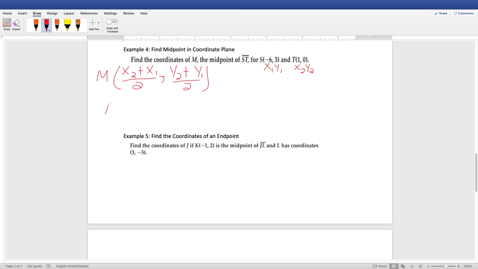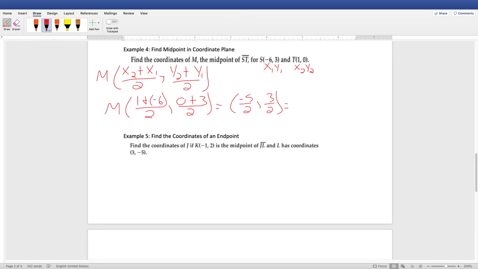So now I plug in my values, trying to find the midpoint. My x sub 2 is 1, plus my x sub 1 is negative 6, over 2. My y sub 2 is 0, plus my y sub 1 is 3, over 2. I want to simplify this. 1 plus a negative 6 gives me negative 5 over 2, comma, 0 plus 3 gives me 3 over 2.